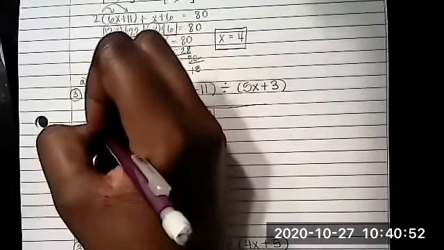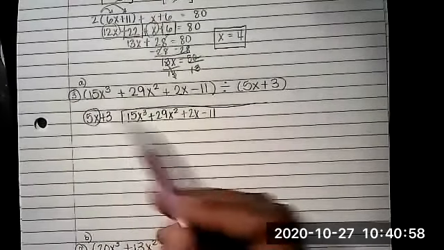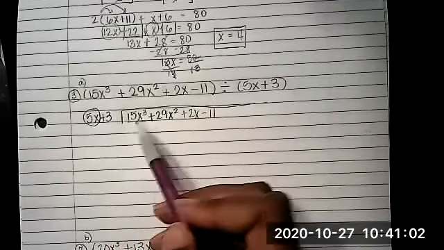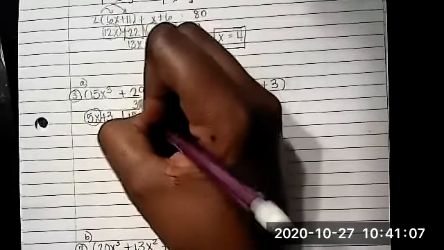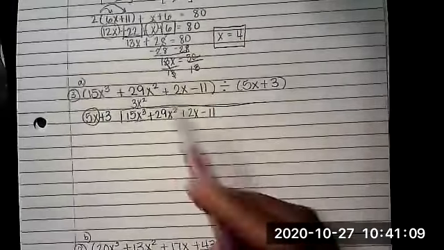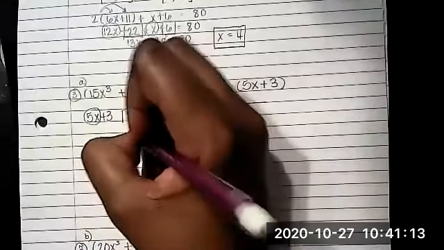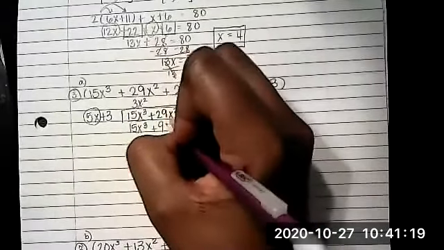So you're always going to be looking at this number, okay? And we're saying, well, what do you have to multiply by 5x that'll give you 15x cubed, okay? It looks like 3x squared, okay? 3x squared times 5x is 15x cubed. And then 3x squared times 3 is positive 9x squared.